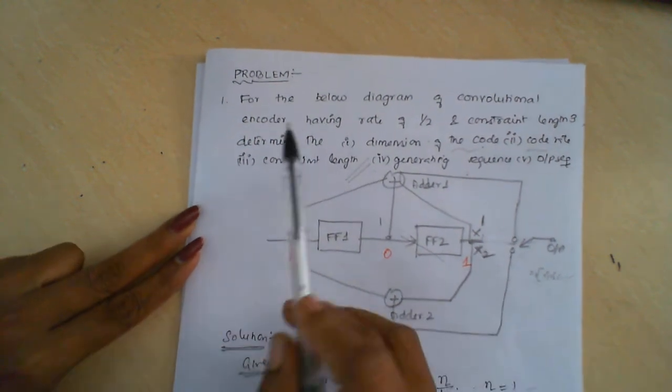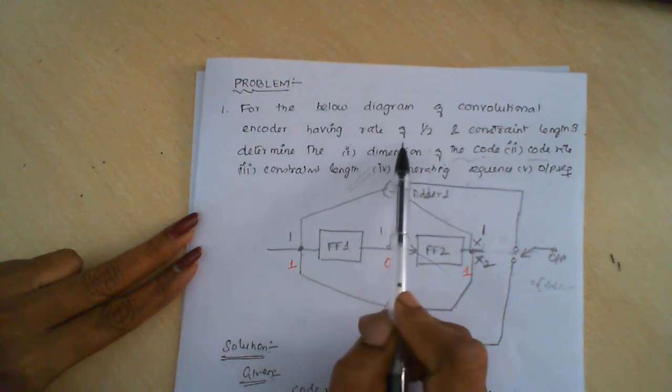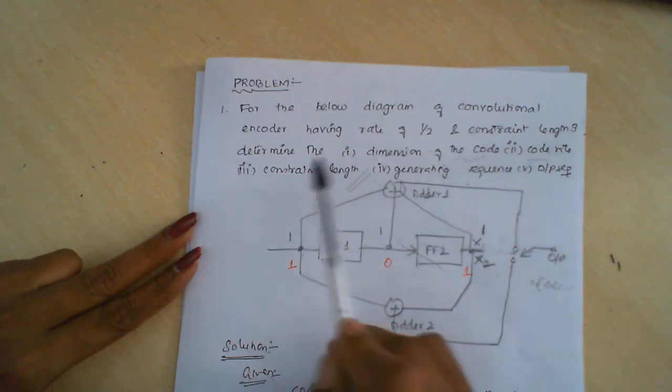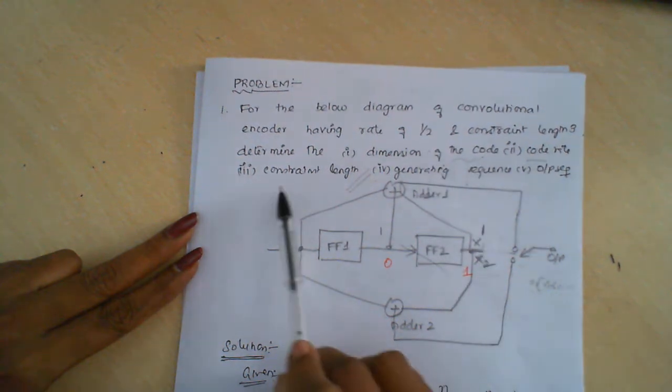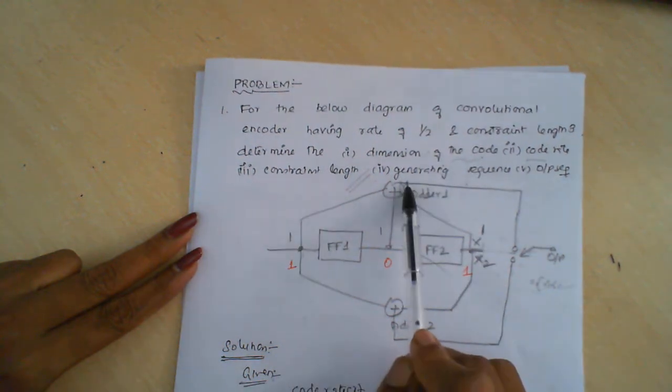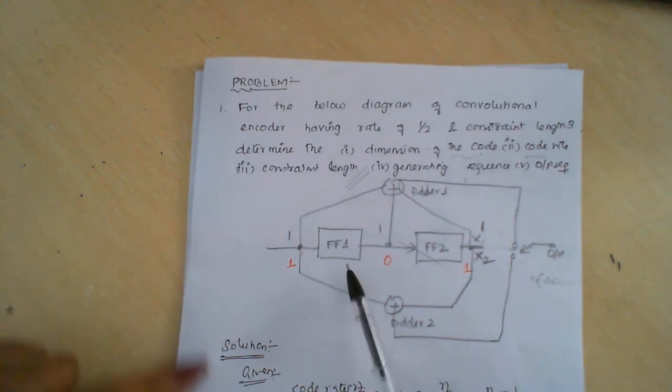So this is the problem given. For the below diagram of convolution encoder having rate of 1 by 2 and constraint length 3, determine first one dimension of the code, second code rate, third one constraint length, fourth one generating sequence, and fifth one output sequence. This is the diagram they have given.